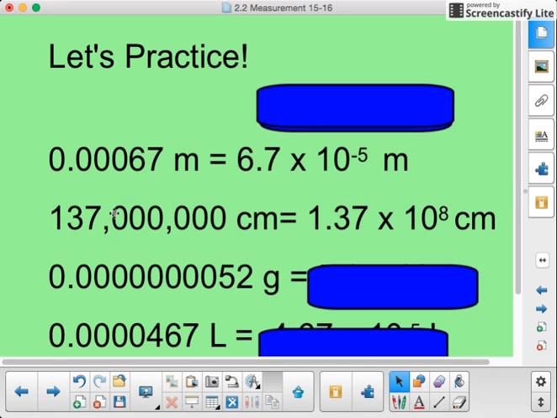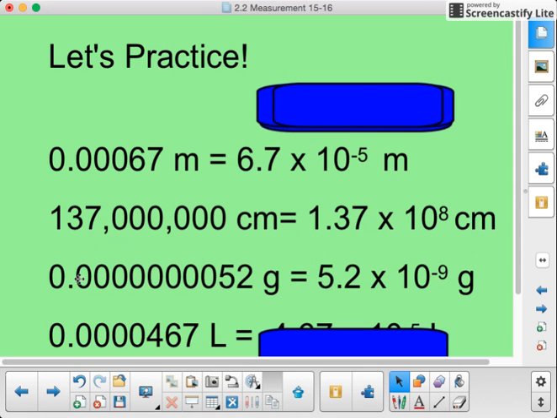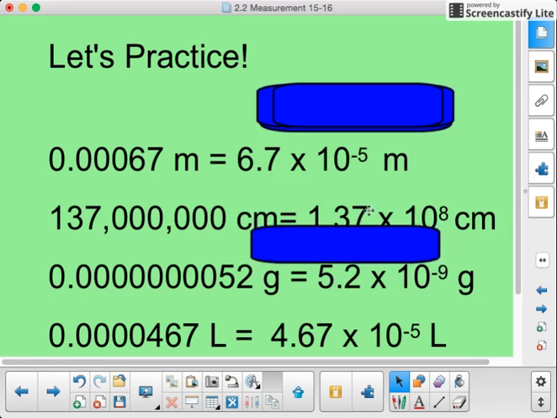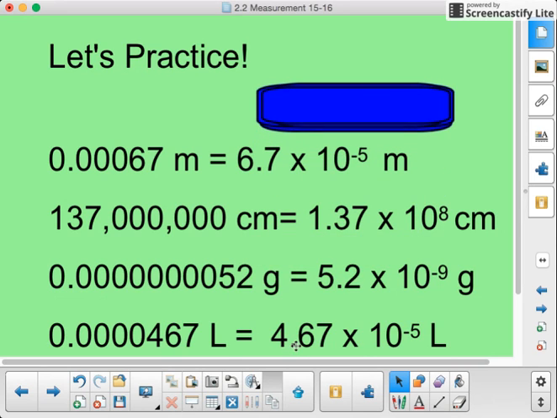Then here, 137 million centimeters would be 1.37 times 10 to the 8th centimeters. This number we would change to 5.2 times 10 to the negative 9 grams. Again, it's a negative exponent because I started with a very small number, where this one's a positive exponent because I started with a big number. And then here, 4.67 times 10 to the negative fifth liters.